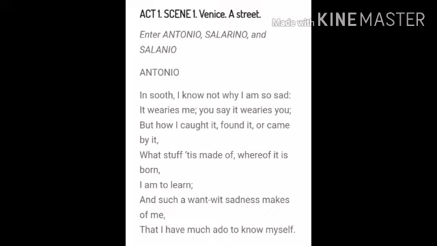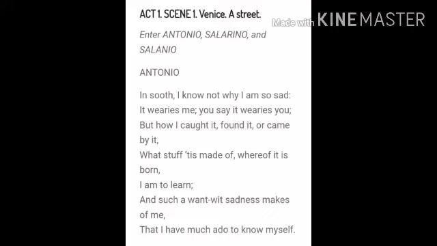Antonio: In sooth, I know not why I am so sad. It wearies me, you say it wearies you. But how I caught it, found it, or came by it, what stuff it is made of, whereof it is born, I am to learn. And such a want-wit sadness makes of me that I have much ado to know myself.